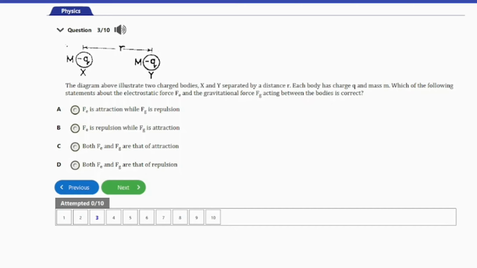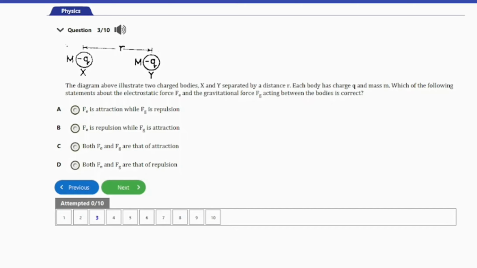So the next question here is question number 3. Here we have a diagram actually, and the question says, the diagram above illustrates two charged bodies, X and Y, separated by a distance R. Each body has charge Q and mass M. Which of the following statements about the electrostatic force Fe and the gravitational force Fg acting between the bodies is correct?